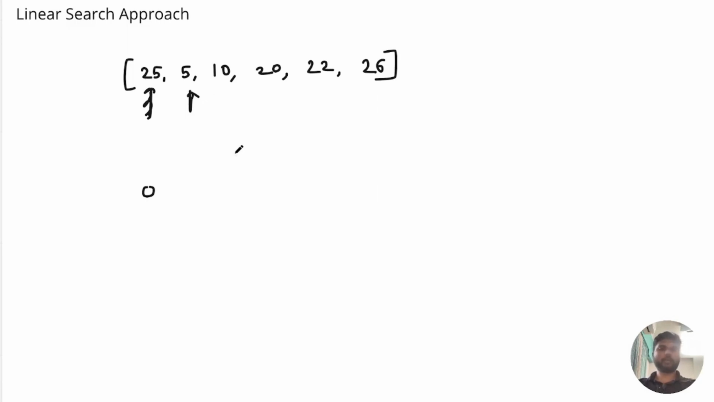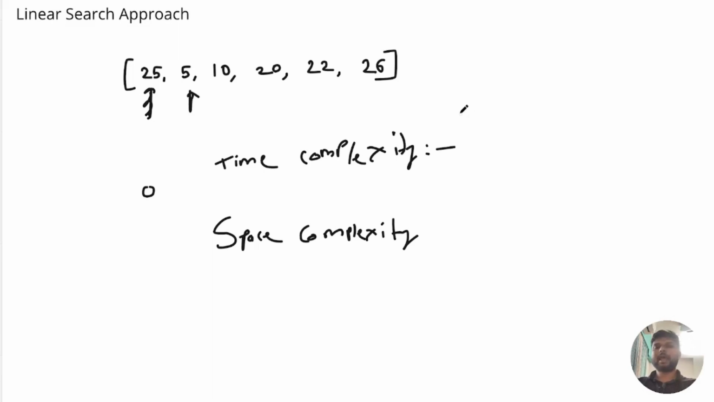So what is the time complexity of this approach? Well, as we are running one for loop over all the elements in the array, and at max we can compare up to n elements, the time complexity is O of n, right? And what's the space complexity?